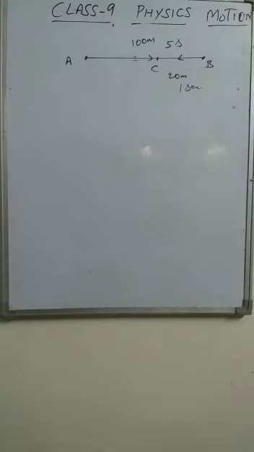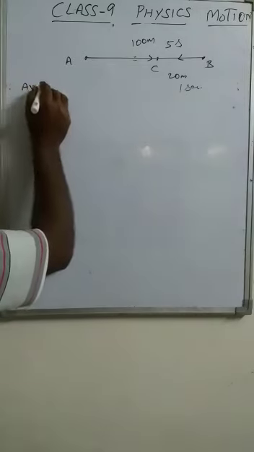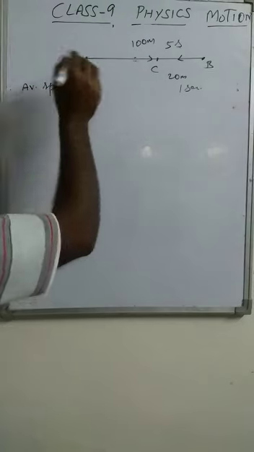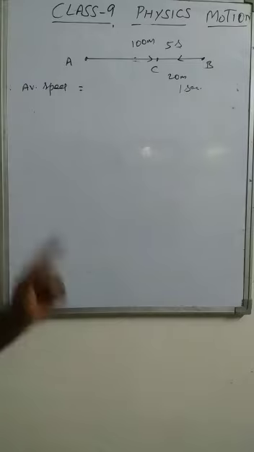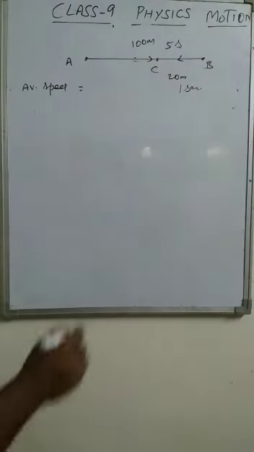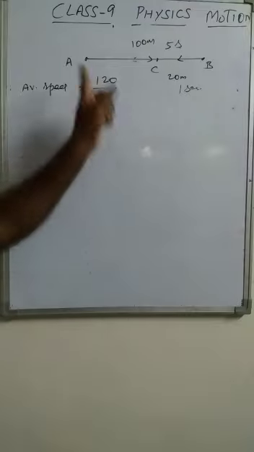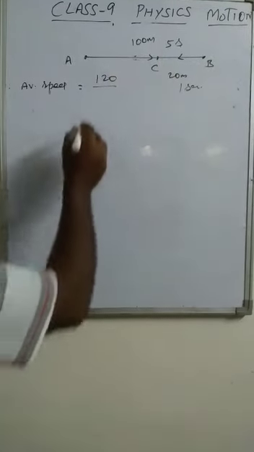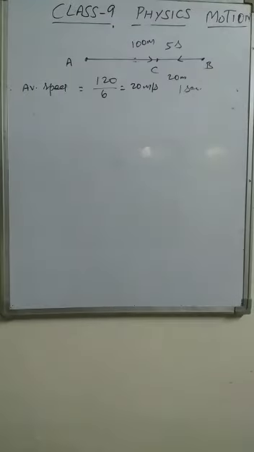Now you see, we can calculate the average speed and average velocity. For average speed, total distance. Total distance traveled, as you know, is the total length of the path from A to B plus B to C, that is 120 meter, upon total time from A to B 5 seconds, then it is 6 seconds, and it is equal to 20 meter per second. This is the average speed.